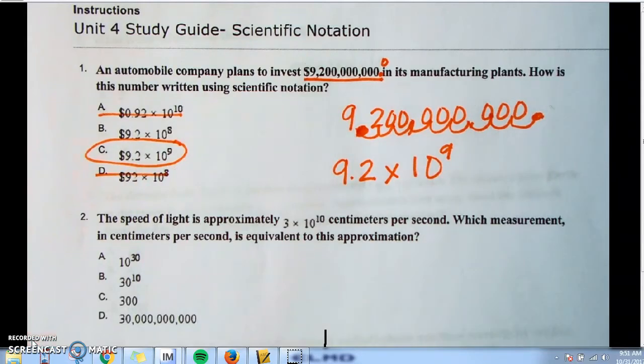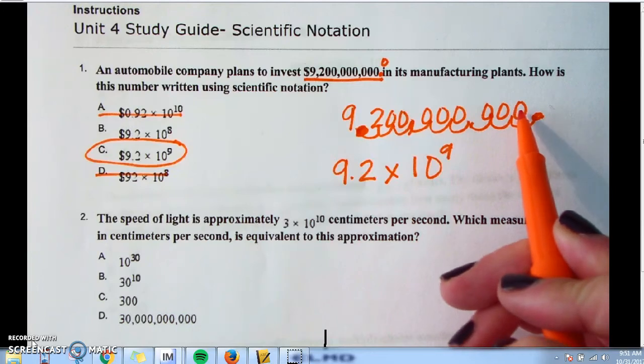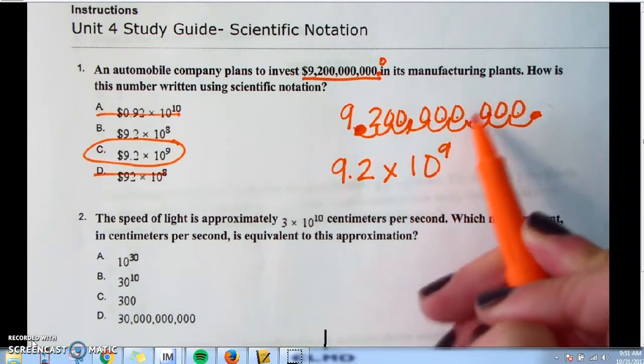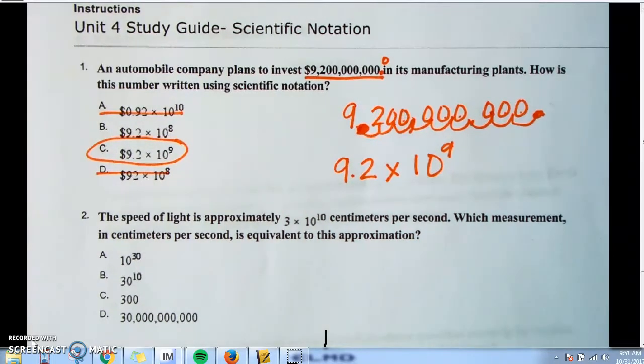Be very careful. You are not counting the zeros. Some people might say 8 because there are 1, 2, 3, 4, 5, 6, 7, 8 zeros. You are counting the spaces that you moved the decimal.